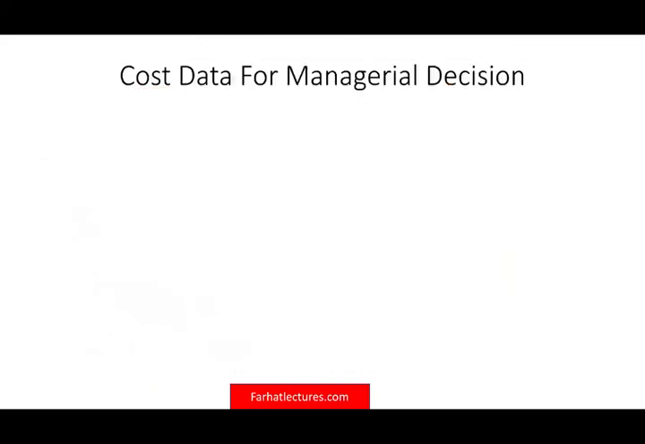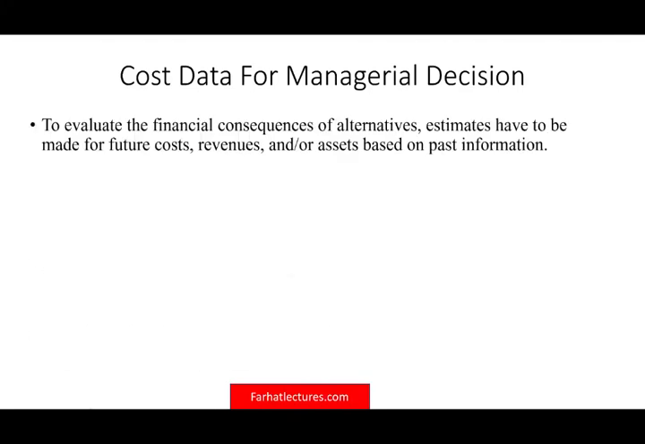Now, the cost data for managerial decisions. We need data, we need numbers. So the first thing is to evaluate any financial consequence of alternatives. If we're looking to make a decision, we have to be able to estimate the future cost, revenue, and assets based on past information, because when you make an estimate, it's for the future, but it's based on the past. Do we have good past information about cost, revenue, and assets? If that's the case, it's going to make it easier for us.